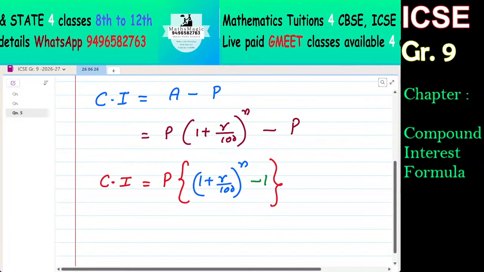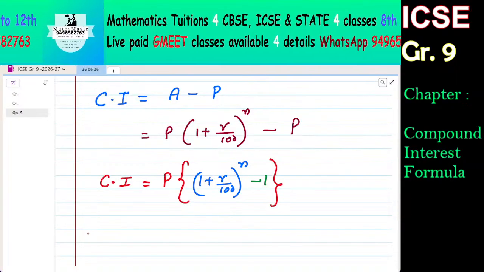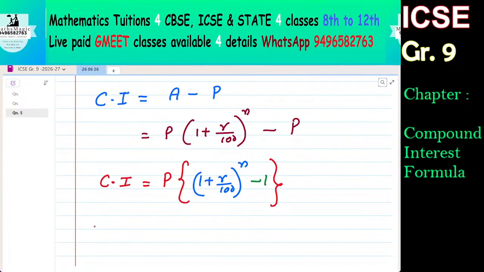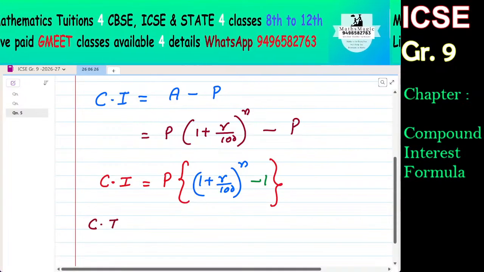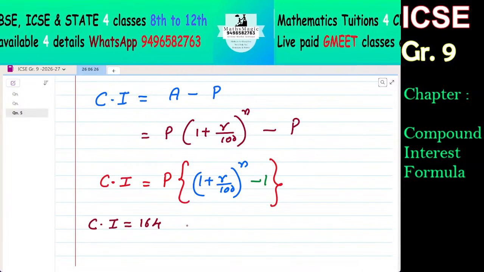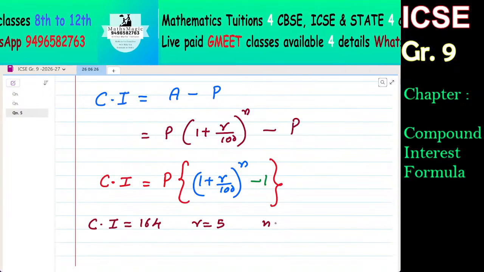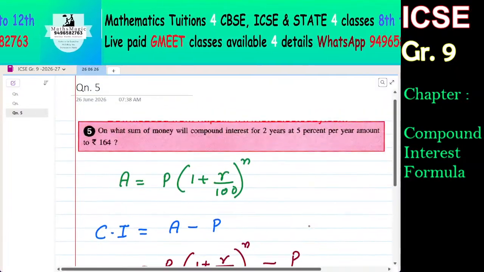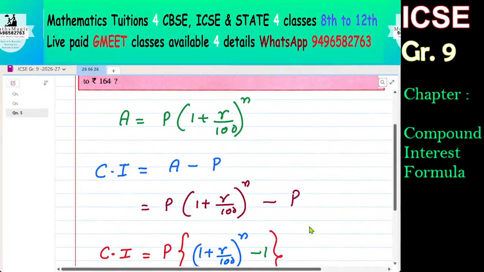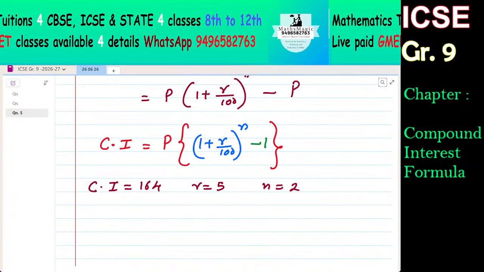So we'll start with the formula. We don't have the value for P. We have CI as 164, R as 5, and N as 2, right? Yeah. Now we'll try to substitute everything in the formula.